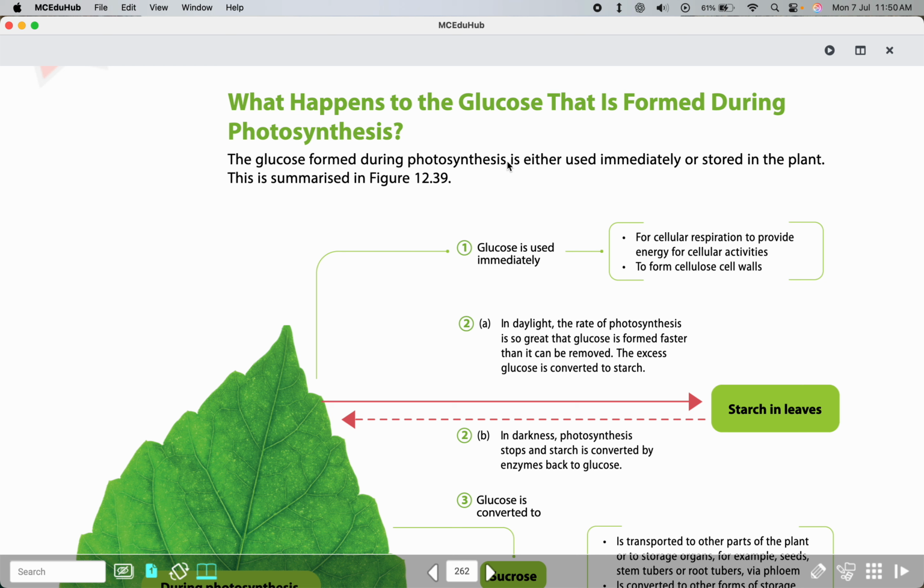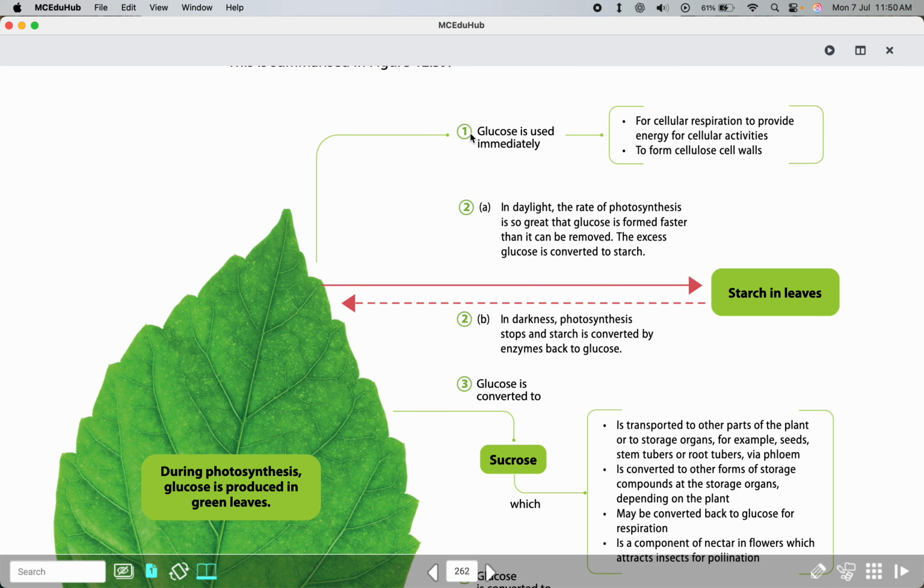So the glucose that is formed during photosynthesis can either be used immediately, or it can be stored in the plant. Let's look at all the ways that glucose can be used. Number one, the first way is that when glucose is made during photosynthesis, it is immediately used for cellular respiration to provide energy for cellular activities.